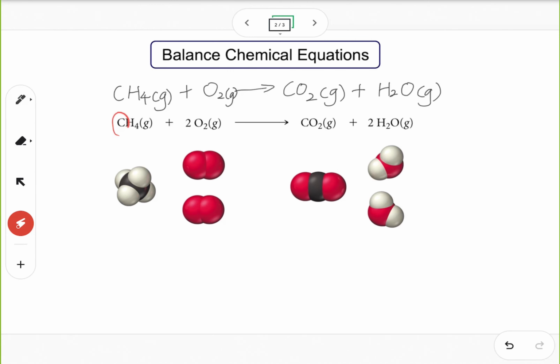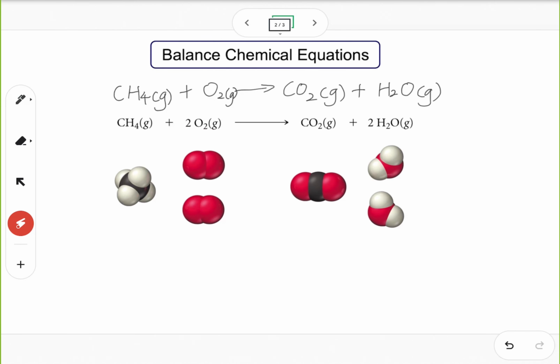Now how about carbon? You have 1 carbon on the reactant side, you have 1 carbon on the product side. Therefore, carbon is also balanced. So the full equation is a balanced equation. Now this is not against the conservation of mass. So everything is perfect now. So this is how we go from an unbalanced equation to a balanced equation.